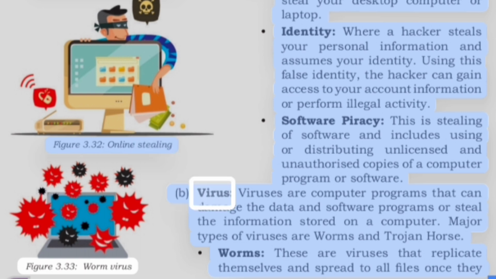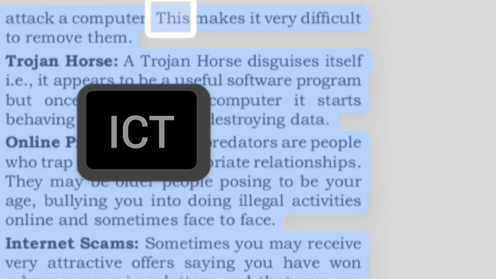B. Virus. Viruses are computer programs that can damage the data in software programs or steal the information stored on a computer. Major types of viruses are worms and Trojan horse. Worms. These are viruses that replicate themselves and spread to all files once they attack a computer. This makes it very difficult to remove them. Trojan horse. A Trojan horse disguises itself, i.e., it appears to be a useful software program, but once it reaches a computer, it starts behaving like a virus and destroying data.